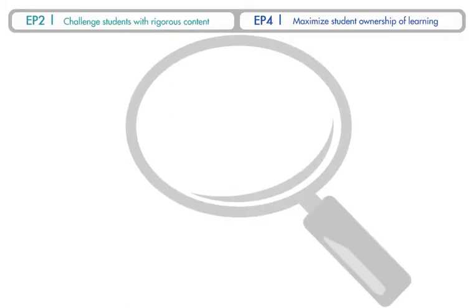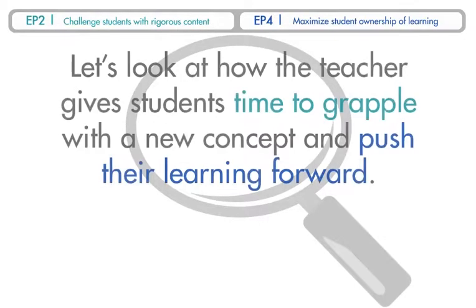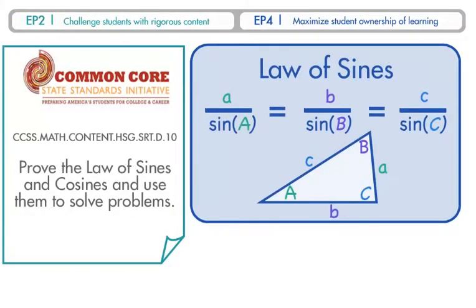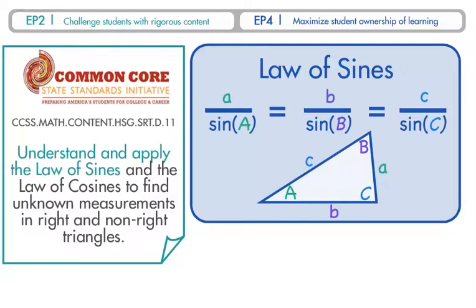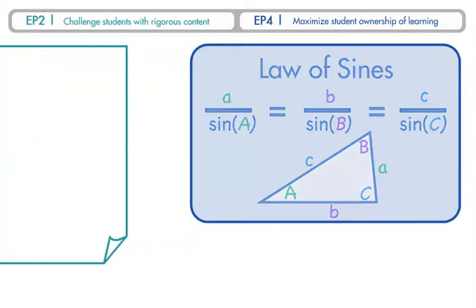In this clip, students have multiple opportunities to meaningfully interact with rigorous content. Let's look at how the teacher gives students time to grapple with a new concept and push their learning forward. First, to ensure that learning experience is challenging, the teacher chooses content that is aligned to the Common Core state standards for this course. The ultimate goal of the lesson is that students can both prove the law of signs mathematically and apply their understanding of the formula to real-world scenarios.